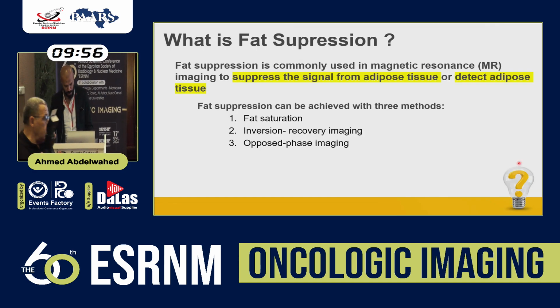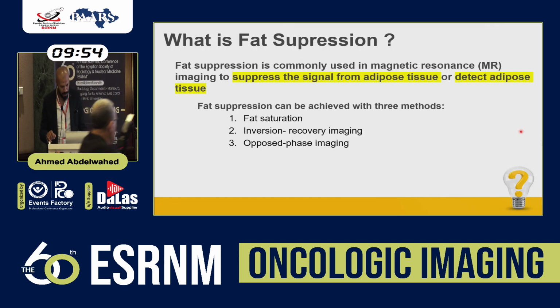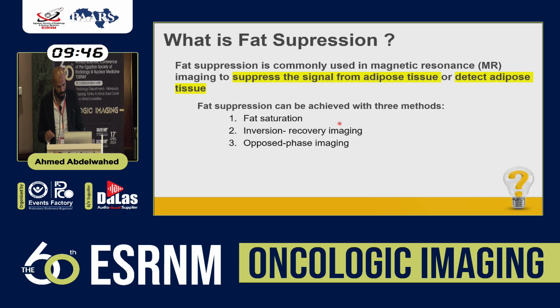What is fat suppression? Fat suppression is commonly used in magnetic resonance imaging to suppress signal from adipose tissue or to detect adipose tissue. Fat suppression can be achieved by three main methods: either fat saturation, inversion recovery sequences, or opposed phase imaging.